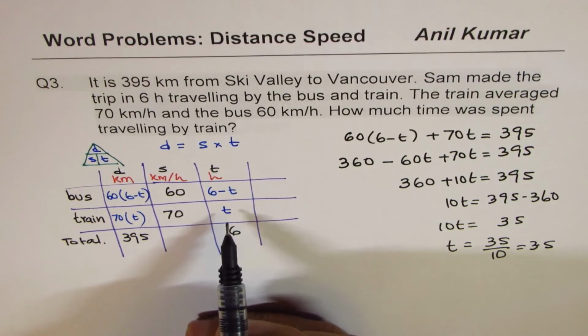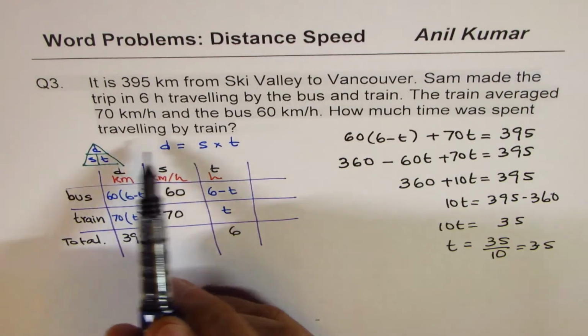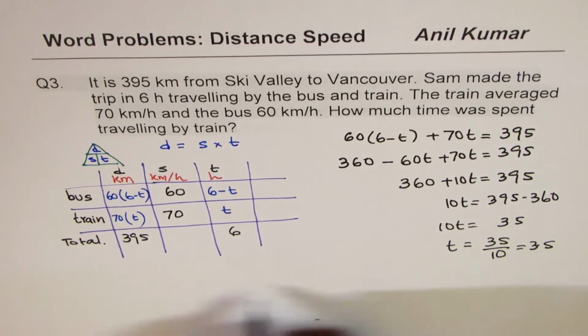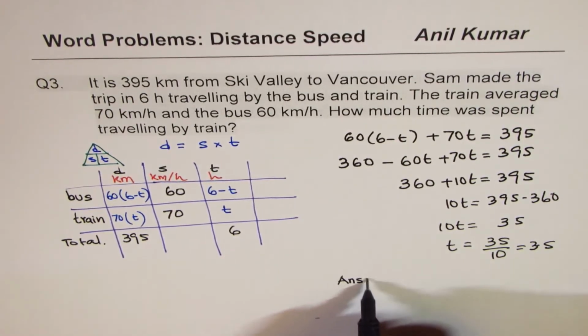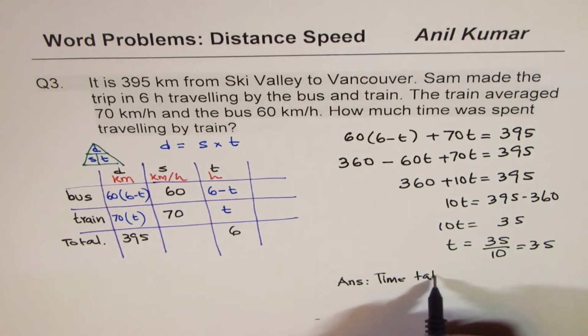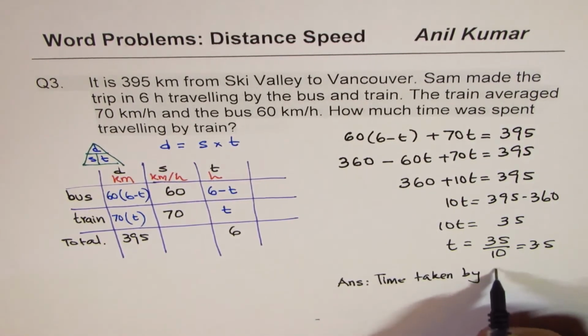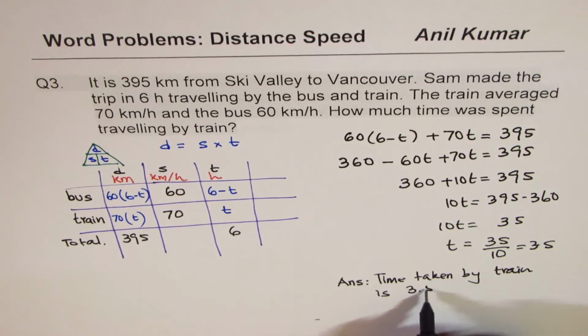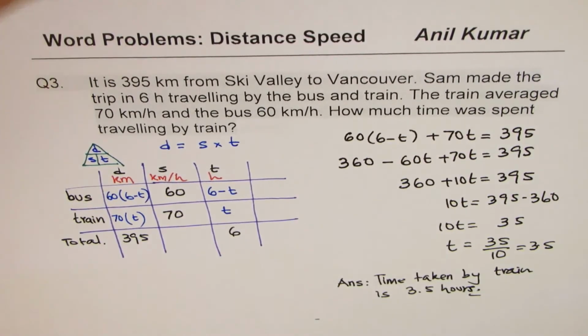So how much time was spent traveling by train? The answer is 3.5 hours. So we can write down our answer as time taken by train is 3.5 hours. Is it okay? So that is how it can be done very easily. Perfect. Now let's move on and see the next question.